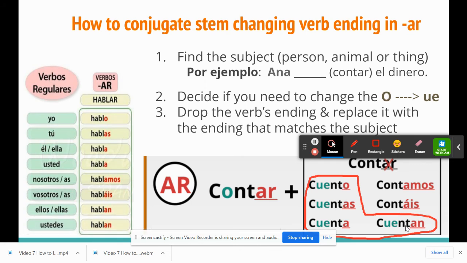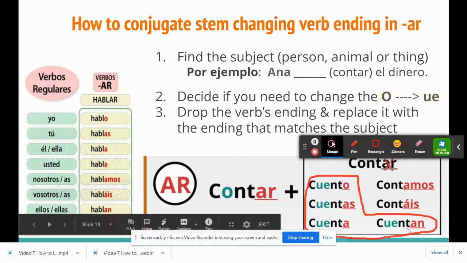Do you see any differences? No, there are no differences. The endings are the same. So in this lesson, what we're focusing on is being mindful when we need to change the stem.